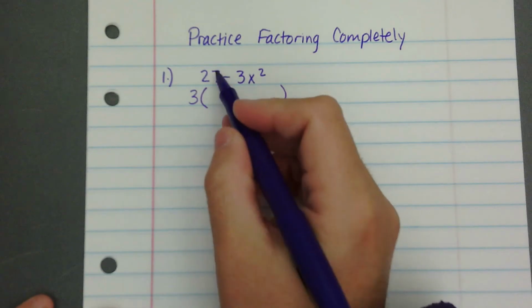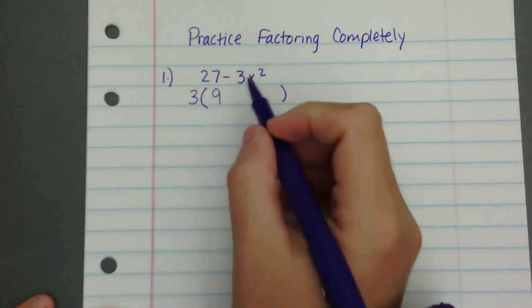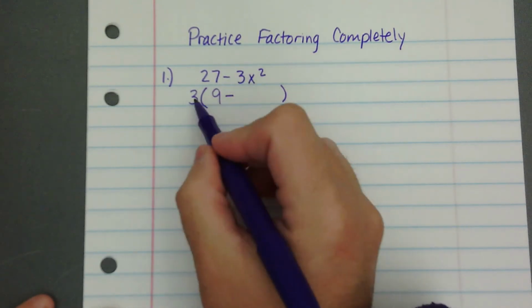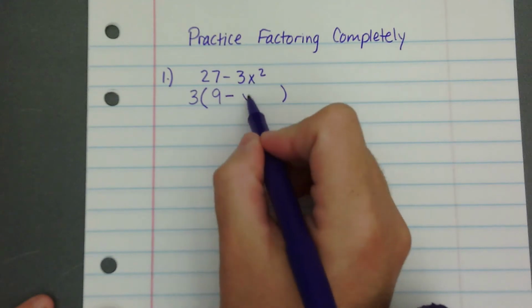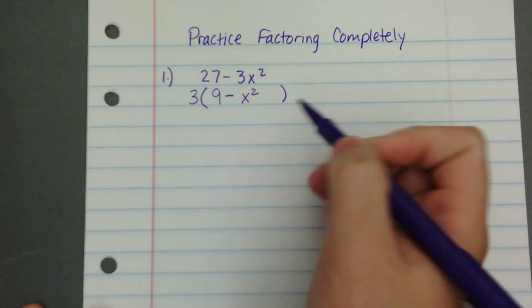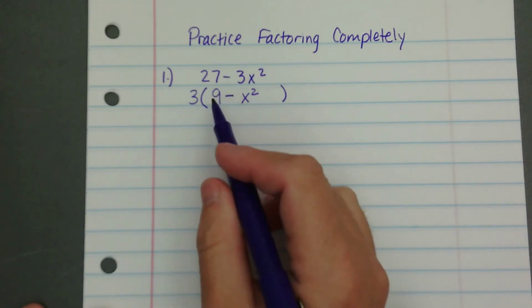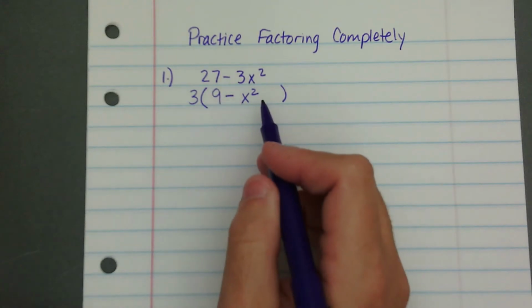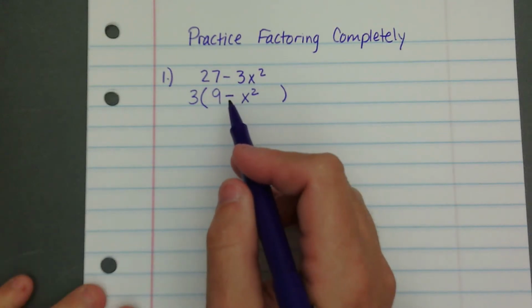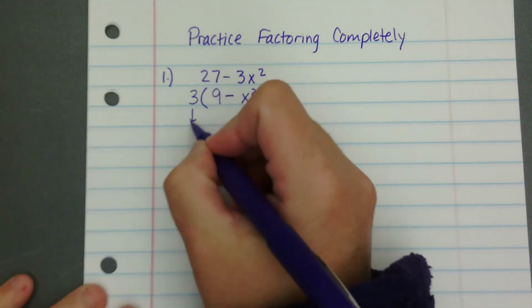Inside the parentheses, 27 divided by 3 is 9. Minus sign, 3 divided by 3 is 1, and we have an x squared there. Now, inside the parentheses is still a difference of 2 perfect squares. I know that because I can take the square root of 9, my exponent is even, and I have a minus sign. So I'm going to bring my 3 down.